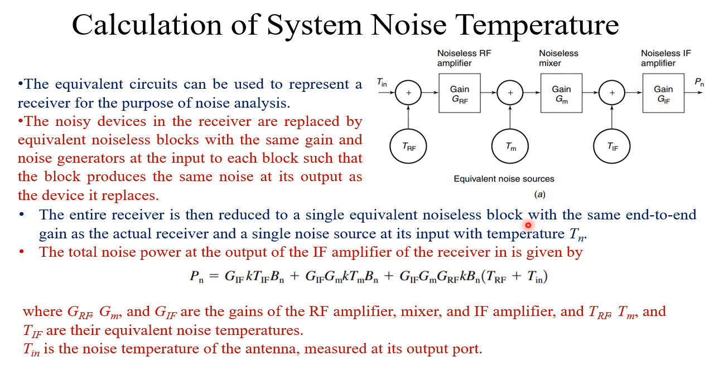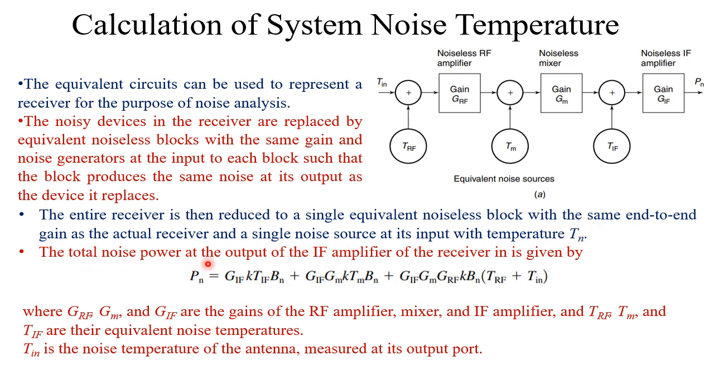So basically what we are doing is dividing the functionality of each block into two parts. One is the gain part, another is the noise part. Noise is represented in terms of a noise source. The entire receiver is then reduced to a single equivalent noiseless block with the same end-to-end gain as the actual receiver and a single noise source at its input with temperature Tn.